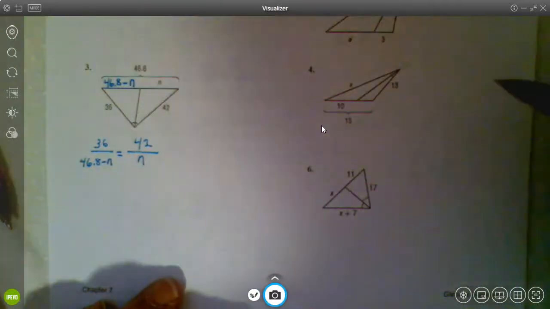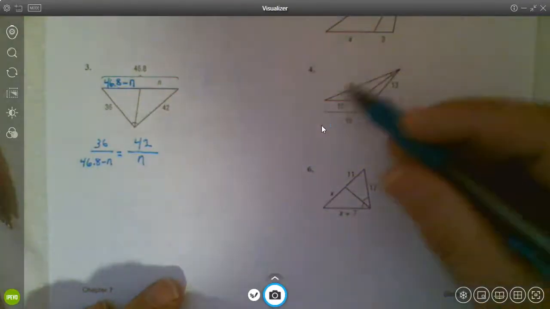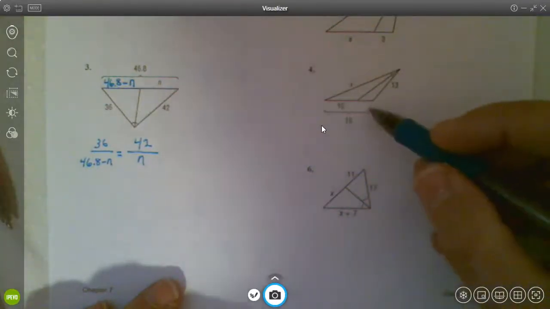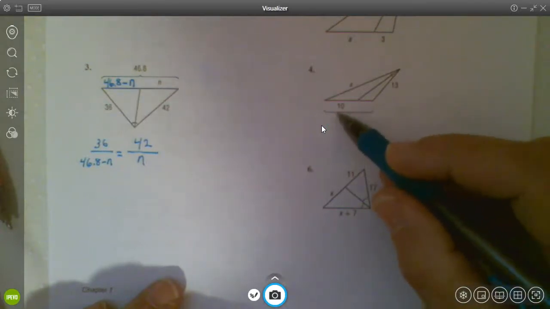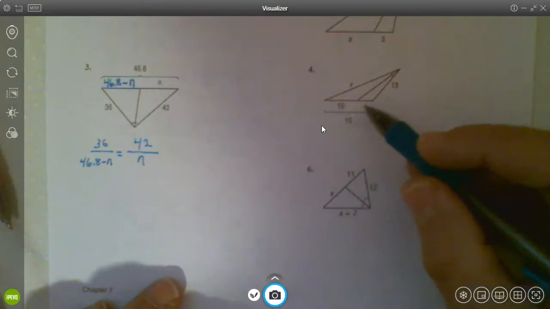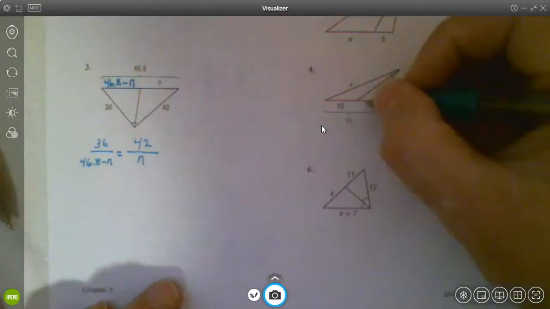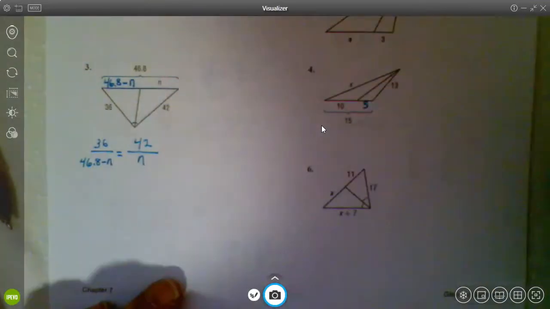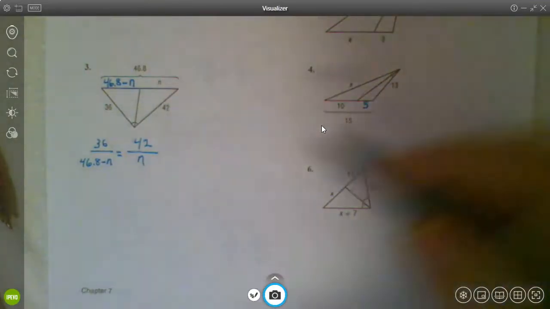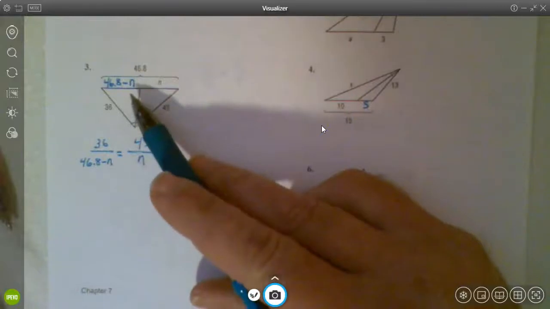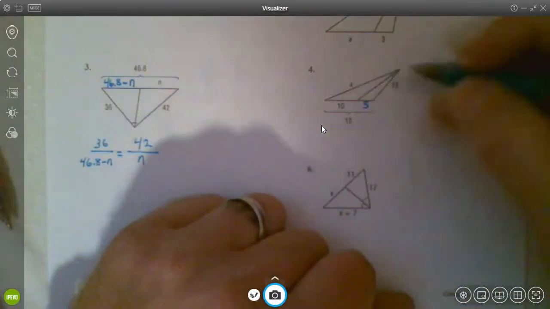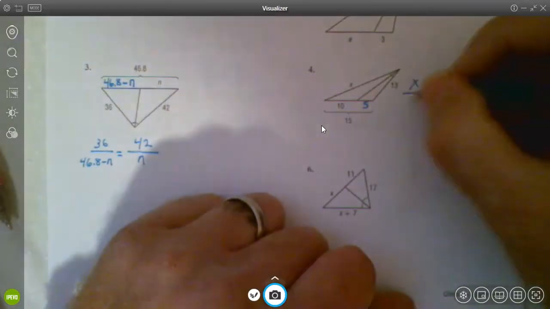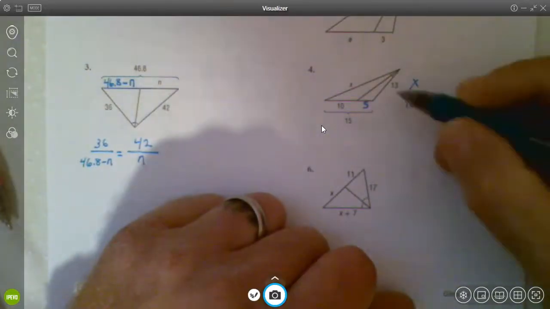So not too bad, but that little extra step. Here's a much easier version of that problem. So take a look at this one. If the whole thing is 15, and that much of it is 10, what does that leave you with for this guy right here? So if we use that same subtraction idea, I can identify this as 5. And this one's much simpler because it doesn't involve n or a letter. But now I can set up my proportion like x over 10 and 13 over 5.